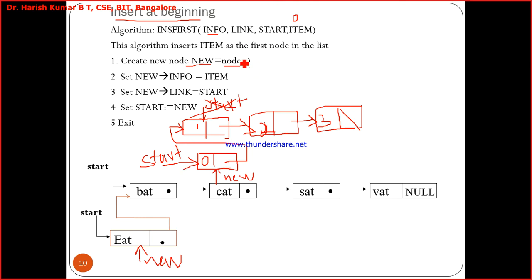I'll go for creating a new node. The moment I create a new node, the new pointer will take the address of the new node that is created. Understood? As of now, new is pointing to this node and start is also pointing to this node. If I insert one more new node, new will automatically point to that new node which is created. Hope you understood how to insert a given node at the beginning of a linked list. Is that clear?